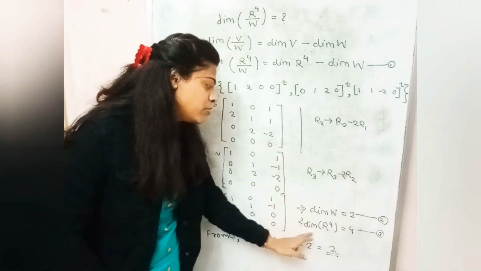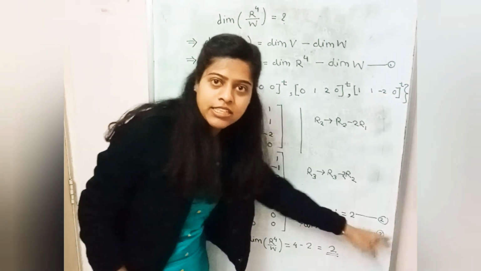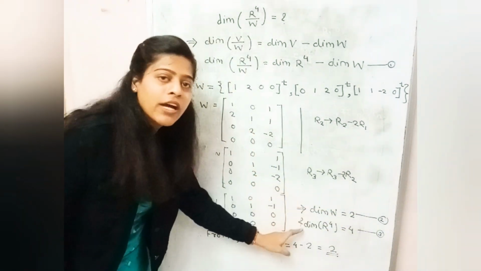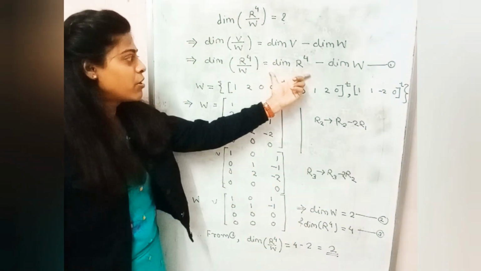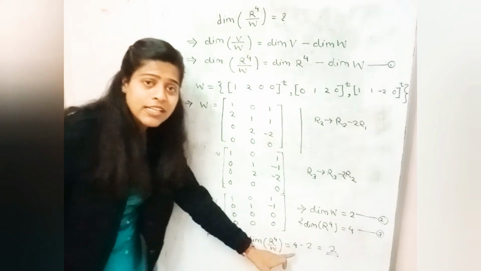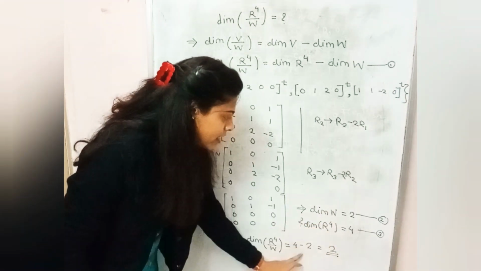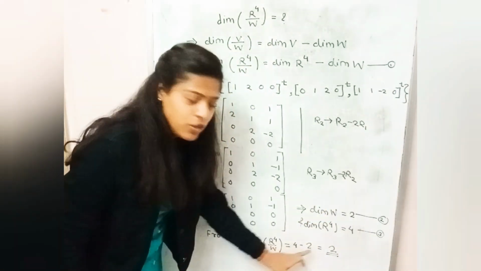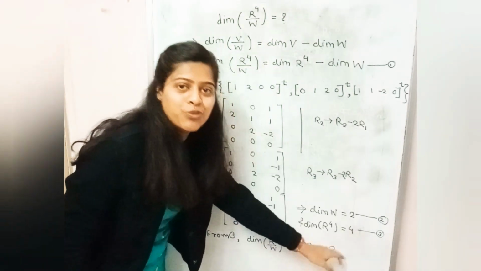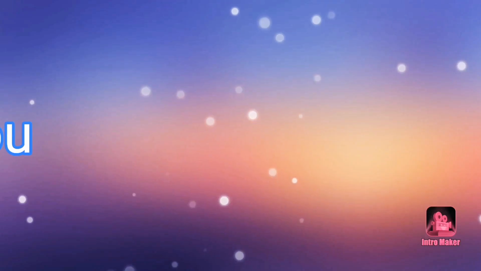And we know that dimension of R4 is equal to how much? 4. Denote this as equation number 3. So use equation number 2 and equation number 3 in equation number 1. Then we get dimension of R4 divided by W is equal to dimension of R4 minus dimension of W, which is 4 minus 2, equal to 2. Option number 2 is true. Thank you.